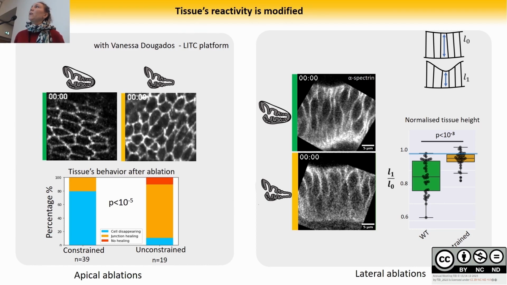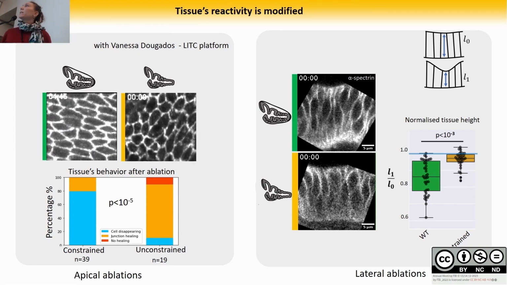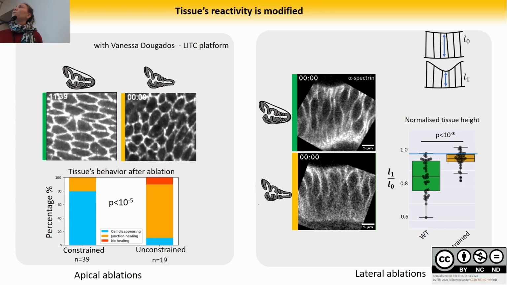When I was doing laser ablation, I could not see any difference in the recoil between the constrained and the unconstrained leg. However, when I look at a longer time scale, what you can see here is that when you do laser ablation at the level of the adherent junction, in 80% of the cases in the constrained leg, you have a strong process of healing, which is leading to the disappearance of one of the two cells.